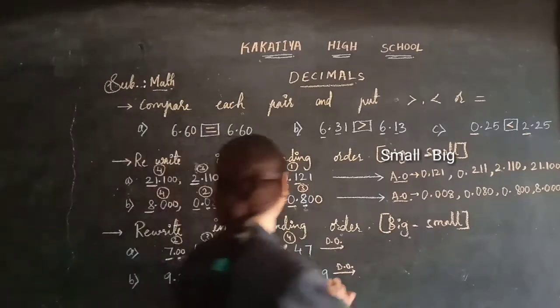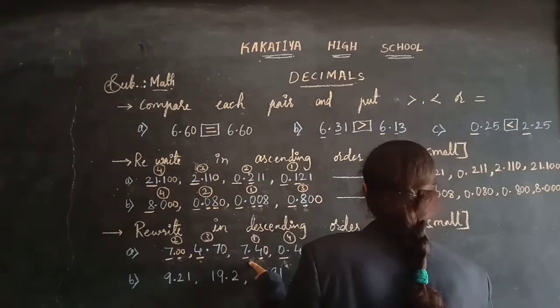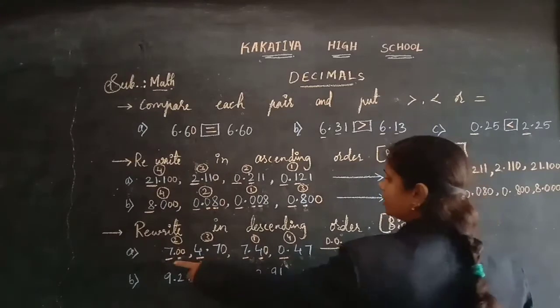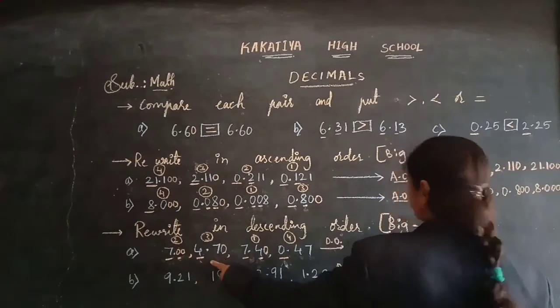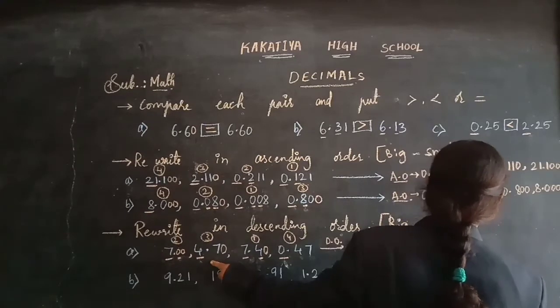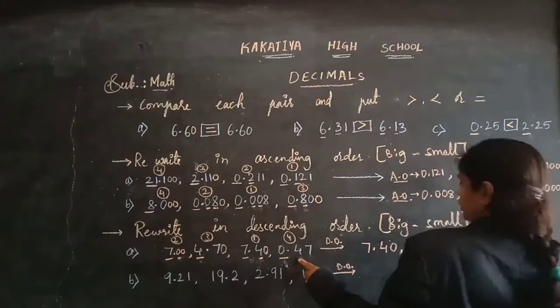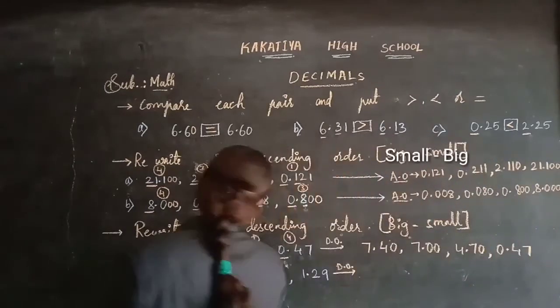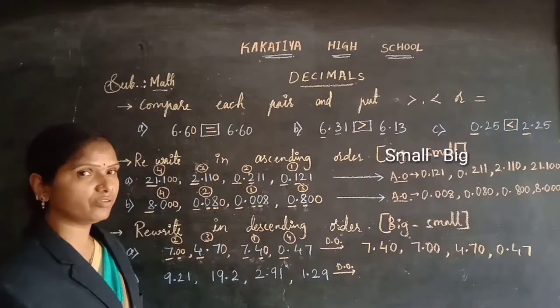Come on, let's arrange here. Now the first number is 7.40 and the second number is 7.00 and the third number is 4.70 and the fourth number is 0.47. So this is the descending order for the given series. Come on, let's write the descending order for this.